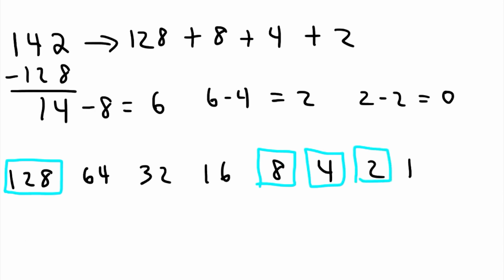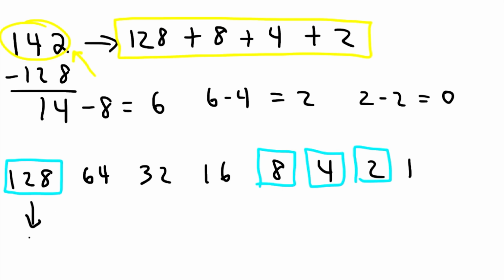If you type in 128 plus 8 plus 4 plus 2, that will give you 142. So make sure that these numbers add up to this number. So you want to find all the base 2 numbers that add up to this number. Once you do that, then you can convert it into a binary number.